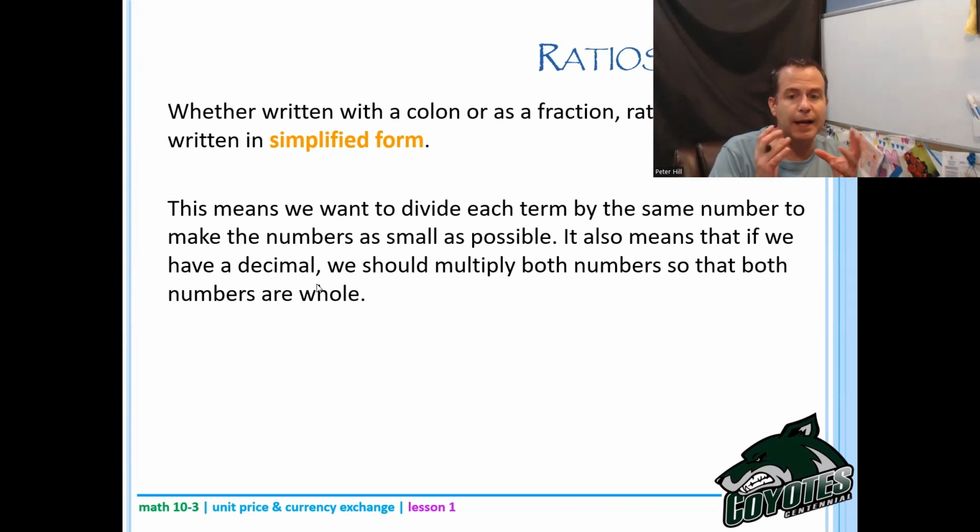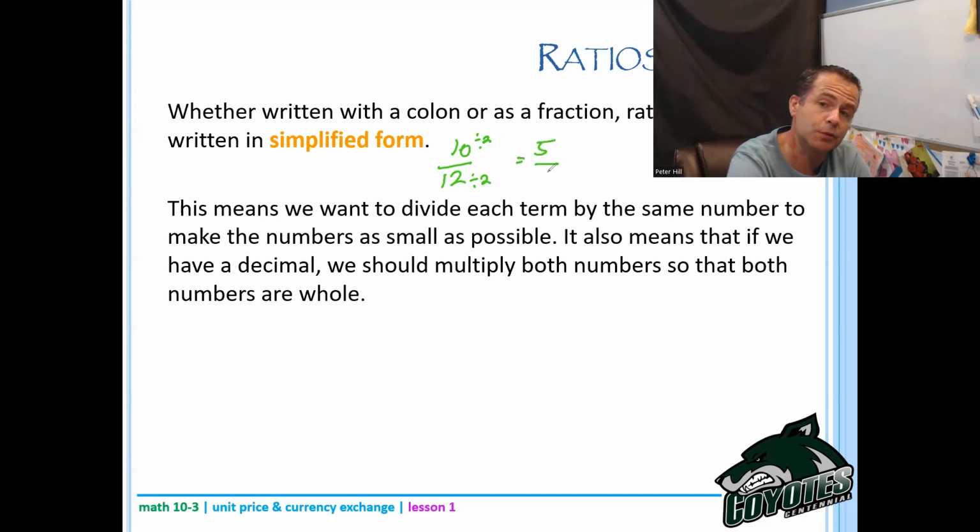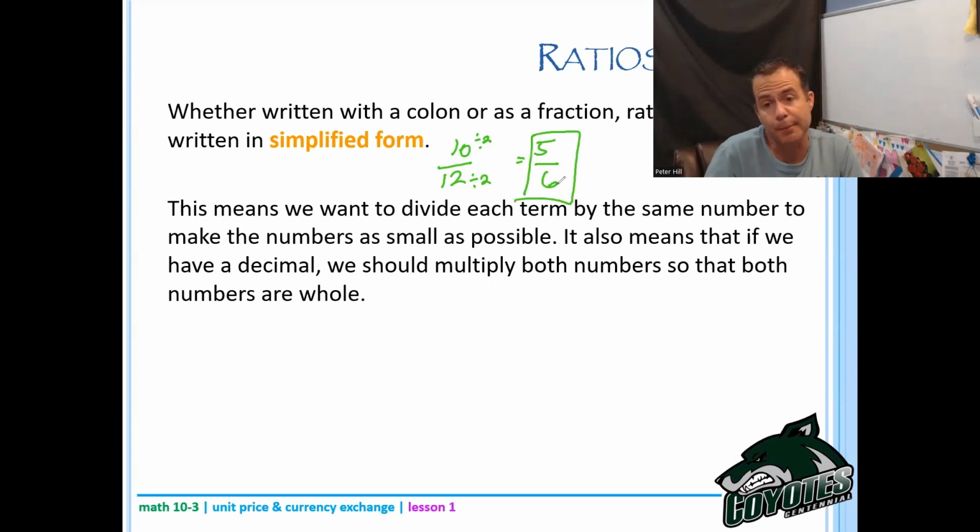If we have large numbers, let's talk about 10/12. You'd want to look at 10/12 and say, hey, I could divide both of these by 2, and that would reduce this. 10 divided by 2 is 5, and 12 divided by 2 is 6. So saying 10/12 and saying 5/6 is the same thing, okay? This is the nicer way to say it, just because the numbers are smaller.